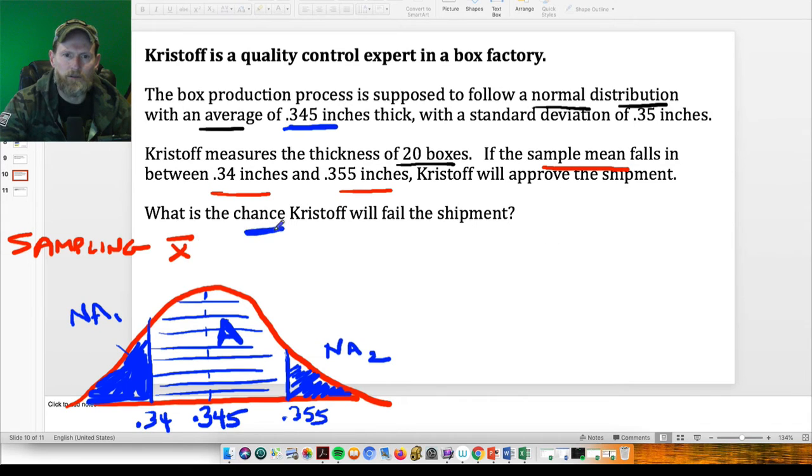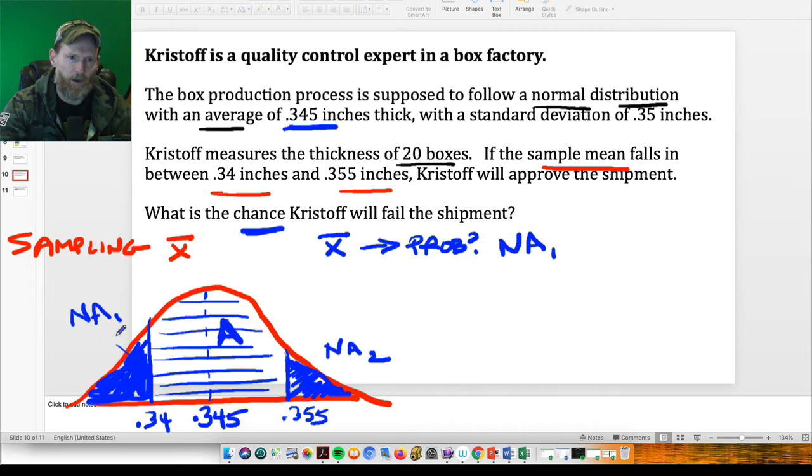What is the chance Christoph will fail the shipment? So with all that put together, we have a sampling problem. We're dealing with X bar, and our type of problem is where we have X bar, and we want to determine what is the probability. And in this problem, we define that probability in terms of NA1, whatever that value is that corresponds to this probability here, with this probability here, which is NA2.